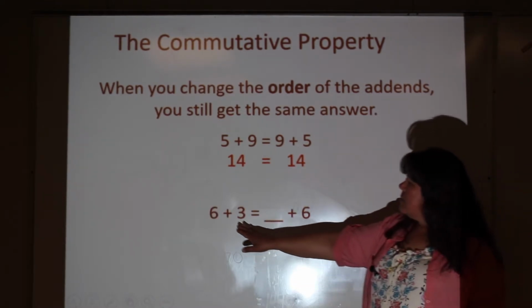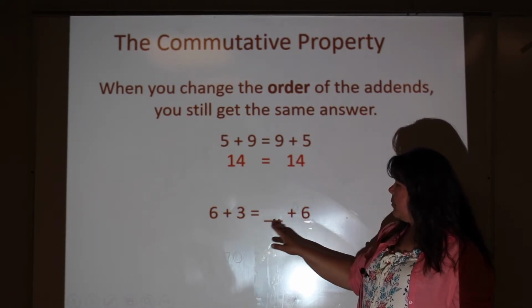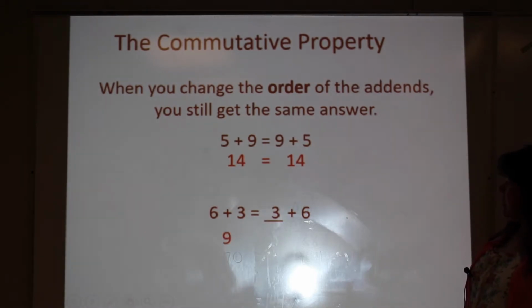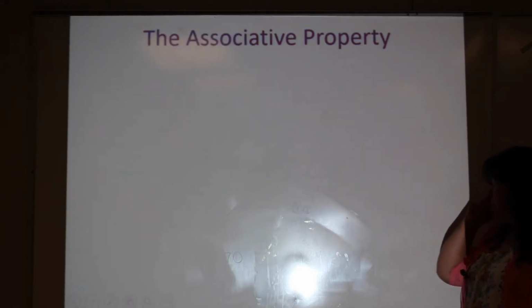Here's another one. 6 plus 3 equals the same thing as, which digit is missing from here? Which addend? You're right, it's this 3. There it is. 6 plus 3 is 9. And 3 plus 6 is 9.